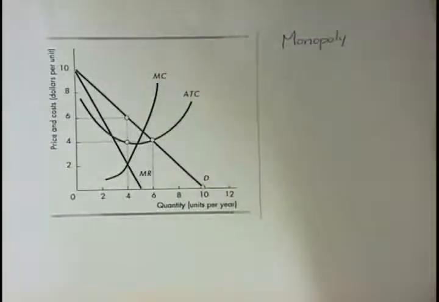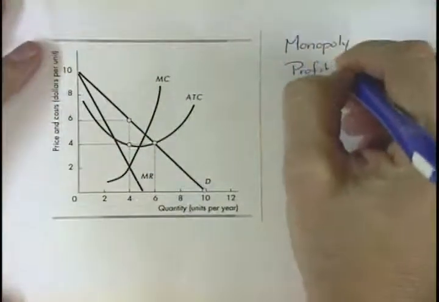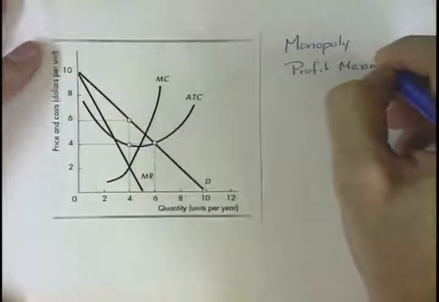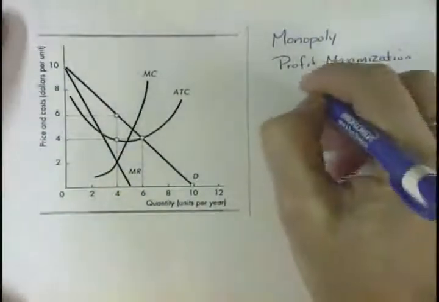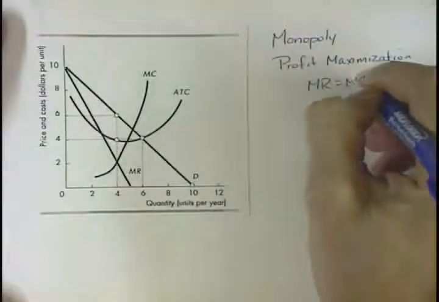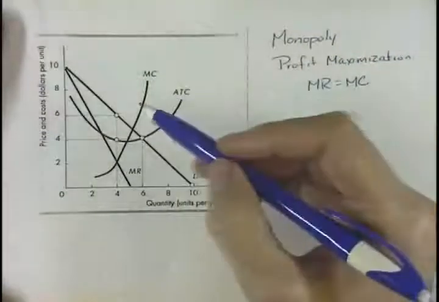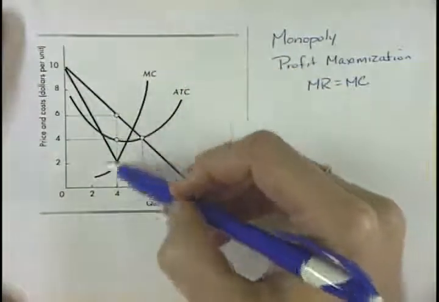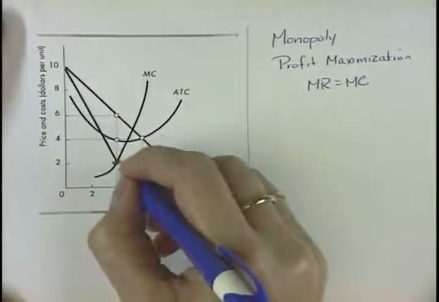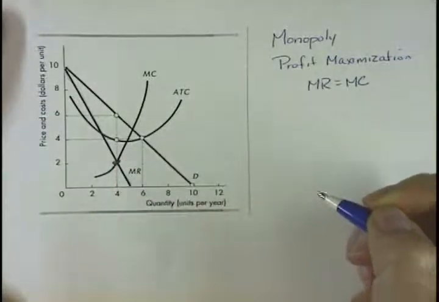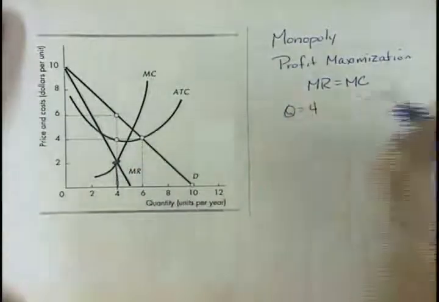So what we're trying to figure out here, first of all, is our profit maximizing output. And we learned in the other chapter on perfect competition that wherever marginal revenue is equal to marginal cost, that's our profit maximizing level of output. So let's find that on here. Here's my marginal revenue curve. Here's my marginal cost curve. The place where these two intersect, right here, gives us our profit maximizing output. So we are going to maximize profit at 4 units.